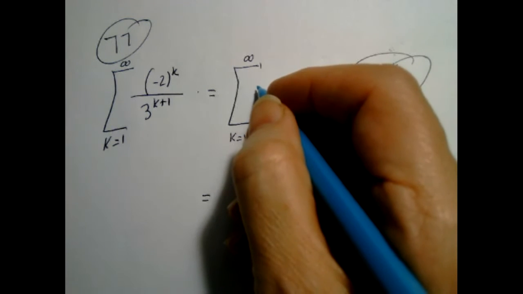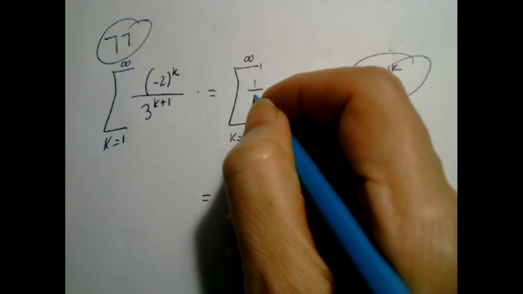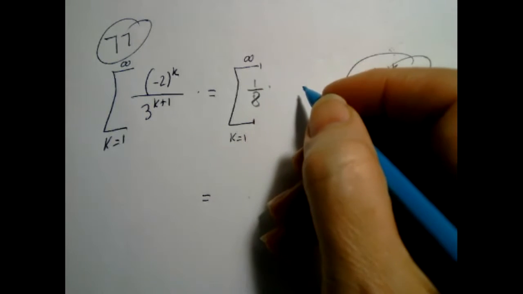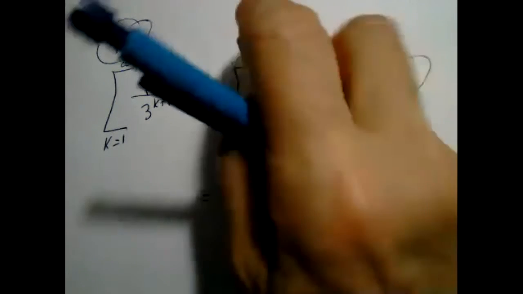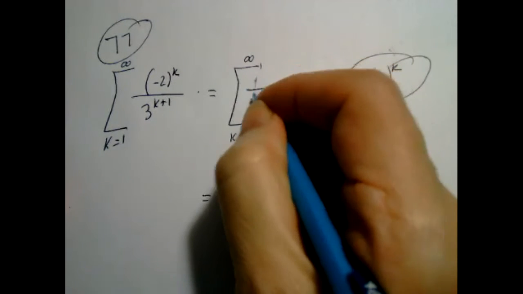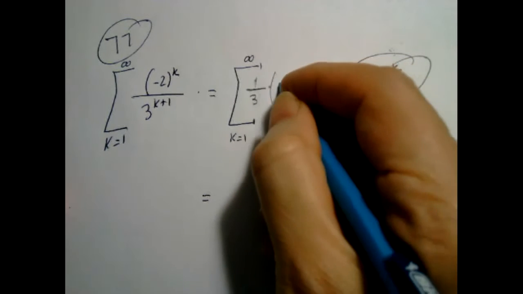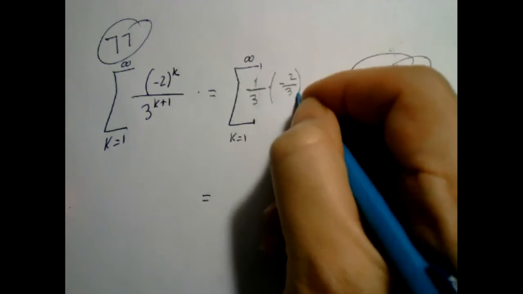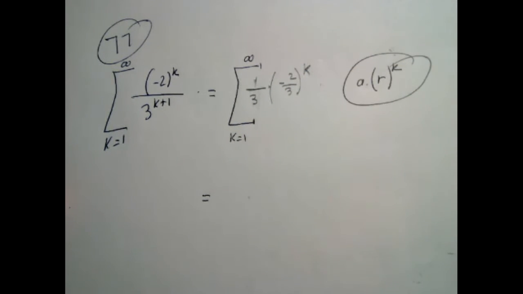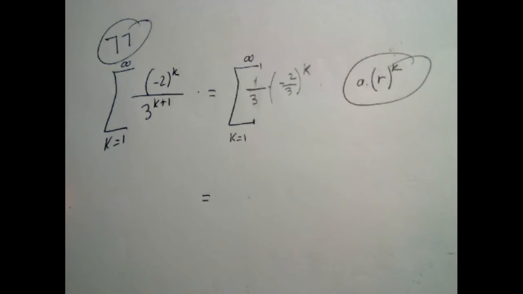Repeat so I can write verbatim what you said. 1/8. Oh, I'm sorry. It'd be 3. 1/3. Okay, that's what I was wondering. Where's the 8 coming from? 1 over 3 multiplied by negative 2/3 to the k. Absolutely correct. And my r is going to be minus 2/3 immediately in this particular scenario.